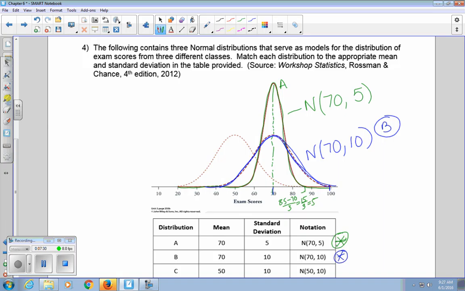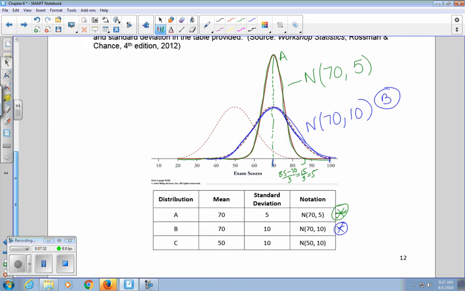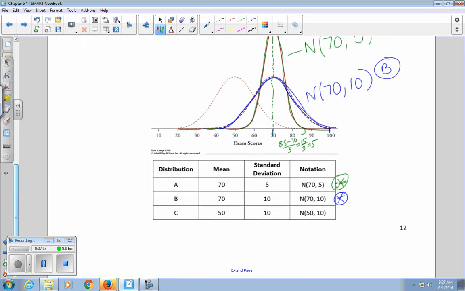And the next one we can look at is the dotted one over here. It is centered at 50, so we know it's normal with a mean of 50. And again, it has quite a large spread. It looks like 3 standard deviations. Most of the data would be between 50 and 80, again giving us a standard deviation of 10. That would be 3 standard deviations. So that corresponds with C.